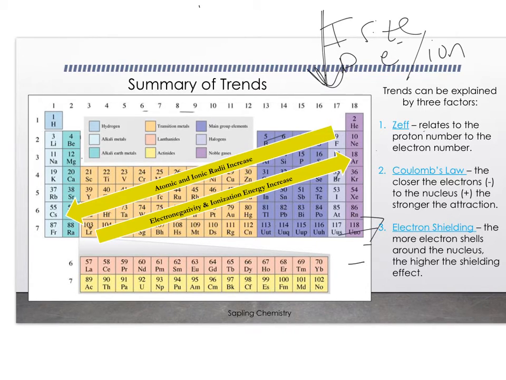That way, the proton, the positively charged nucleus, does not interact with the outer electrons as much, so you're decreasing the attractive forces because you have all those electrons on the inner shells shielding that positive and negative interaction. So anytime you're asked to explain any of the trends, you should think about these 3 terms.